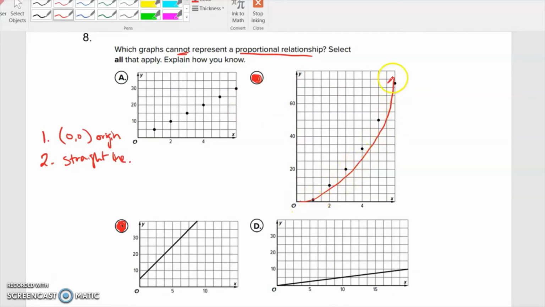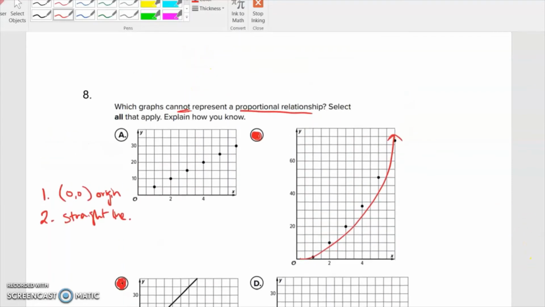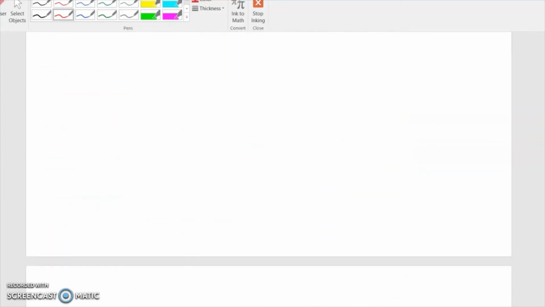This one is definitely curved. It's kind of going like this, kind of looks exponential. But letters A and D, if you notice, they both go through the origin, 0, 0, and they both have straight lines. So I know A and D are proportionate. B and C are not proportional relationships. On to the next one, number 9.